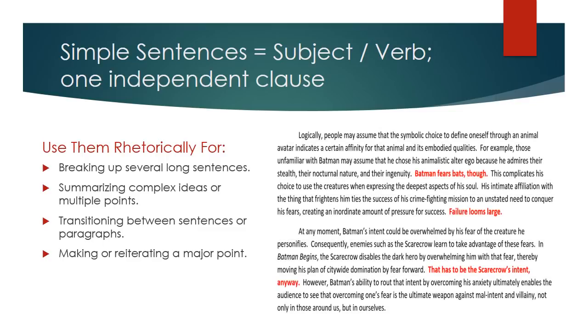So here we go. Logically, people may assume that the symbolic choice to define oneself through an animal avatar indicates a certain affinity for that animal and its embodied qualities. For example, those unfamiliar with Batman may assume that he chose his animalistic alter ego because he admires their stealth, their nocturnal nature, and their ingenuity. Batman fears bats, though. This complicates his choice to use the creatures when expressing the deepest aspects of his soul. His intimate affiliation with the thing that frightens him ties the success of his crime-fighting mission to an unstated need to conquer his fears, creating an inordinate amount of pressure for success.